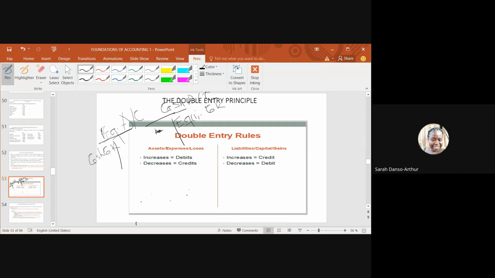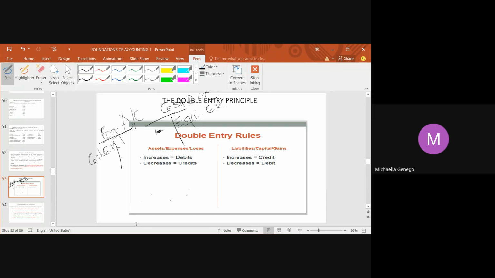Yes, I know, madam, you are confused, but get the principle. Get the principle that for every debit entry, there is a corresponding credit entry. For every credit entry, there is a corresponding debit entry. And then we now know that increases in assets would have a debit entry in the asset account.